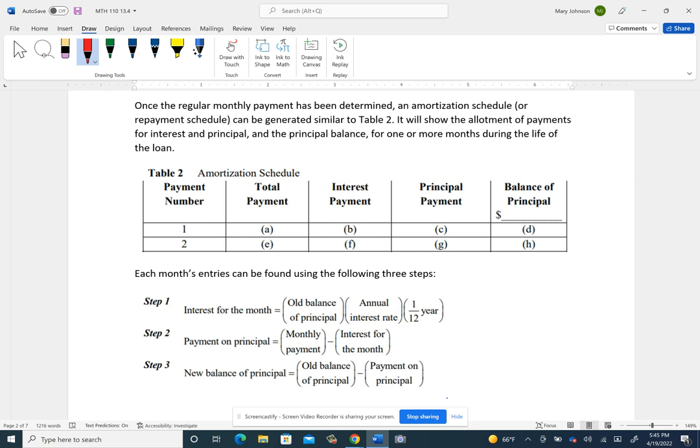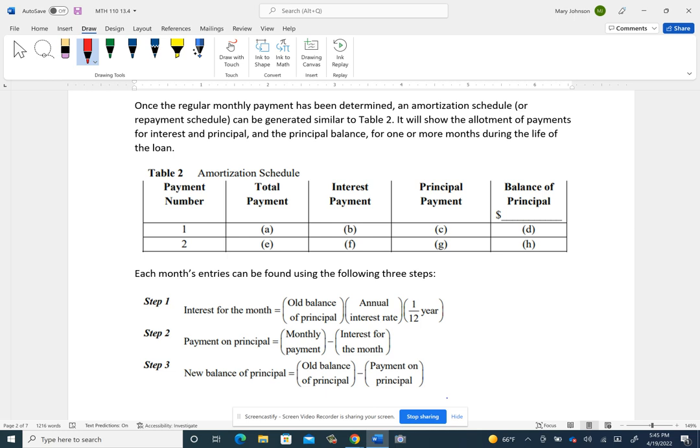So in the beginning of your loan, almost all of your payment goes towards interest. Very little is going to pay off the principal. All right, so let me show you how this works. We'll only be expected to do just a few payments just to kind of see how it works.